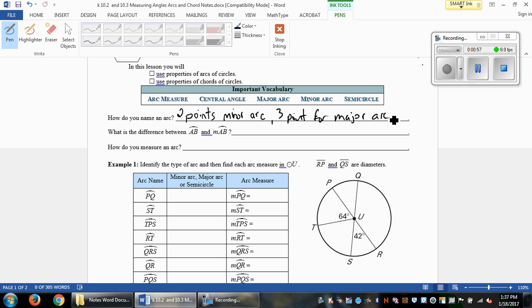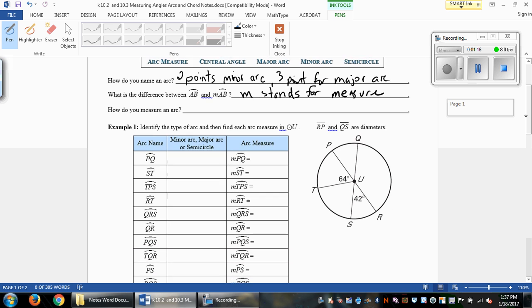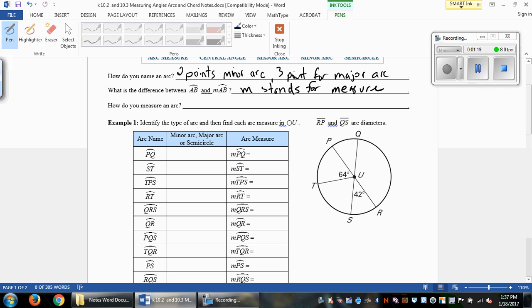The difference between the arc AB and the measure of arc AB is kind of just how it sounds. The M stands for the measure, so you're actually getting the degree of the arc. How do you measure an arc? Well, there's many different ways to measure an arc, but an arc is going to be some proportion of the 360 degrees that make up a circle. So the measure of an arc is going to be found by looking at the angles.